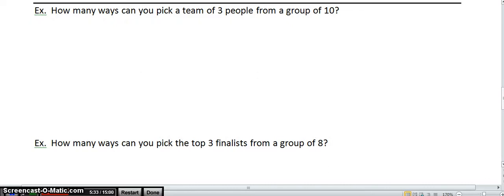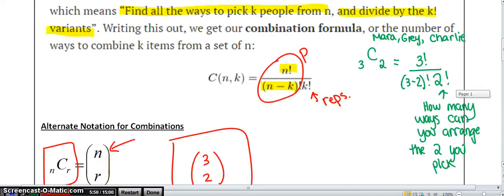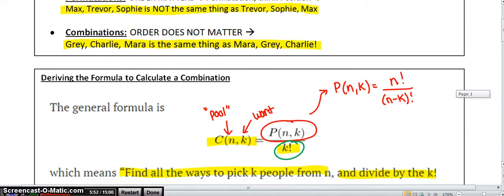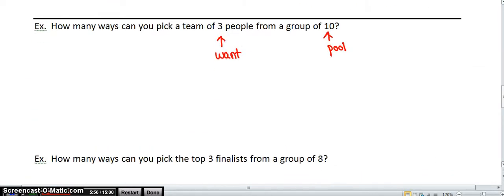Okay, so how many ways can you pick a team of 3 people from a group of 10? So 10 is like the pool you're choosing from, and you're choosing a team of 3. So how many you want, which is kind of like what I was just talking about. Order doesn't matter because you're choosing a team of 3, and a team of, let's say, Trevor, Sophie, and Max is the same as a team of Max, Sophie, and Trevor, which is why this is a combination, not a permutation.